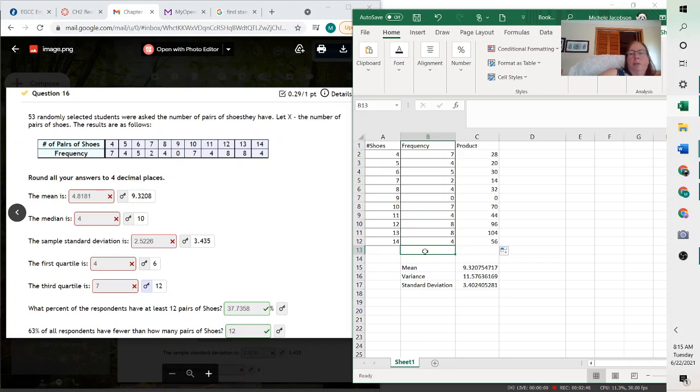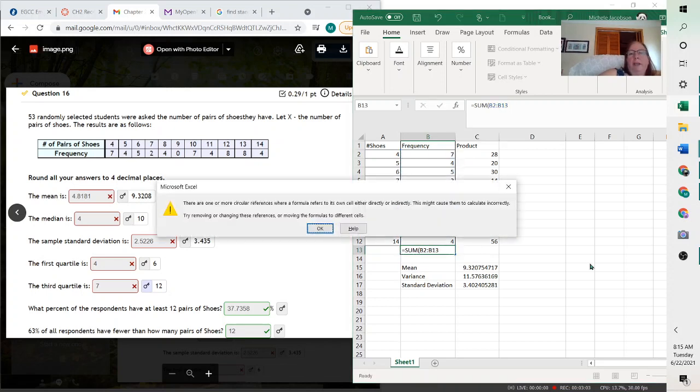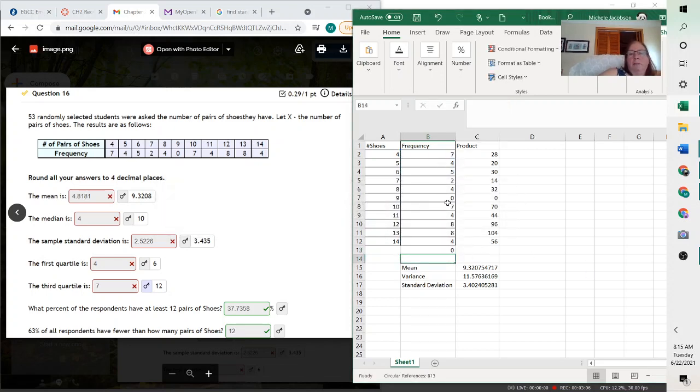So to add them, we'll click here. We put equals. And then start typing sum and it'll come up. Double click on it and highlight what you want to add. And so that added this and whoops, what did I hit? Oh, I did that.